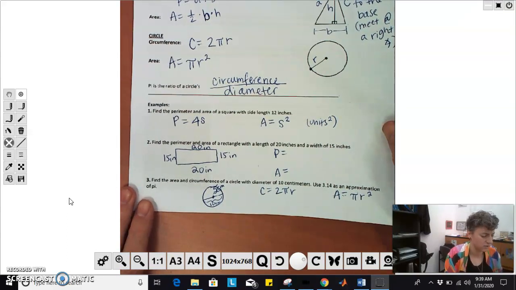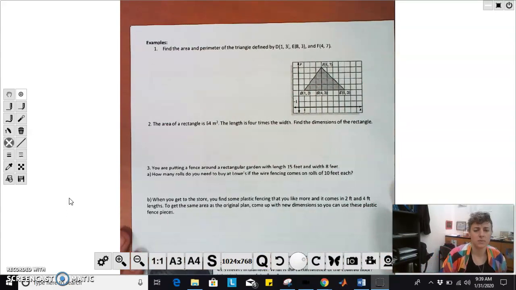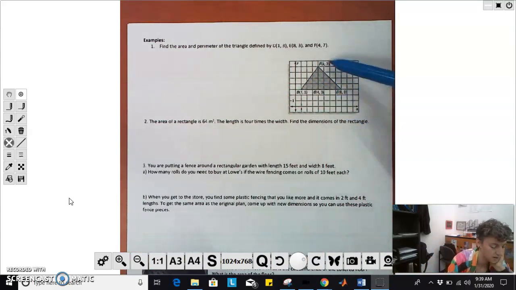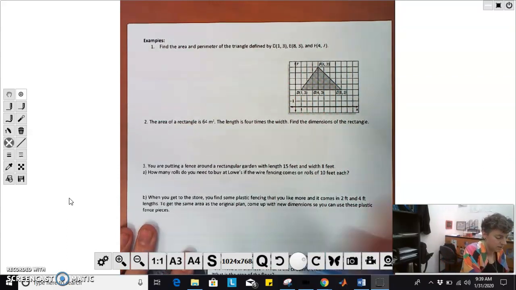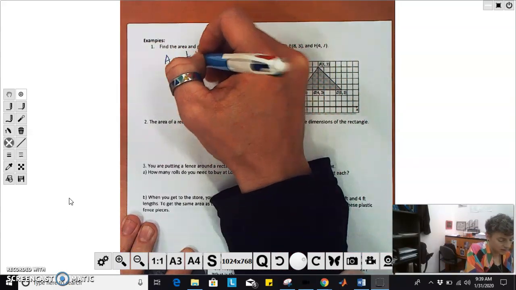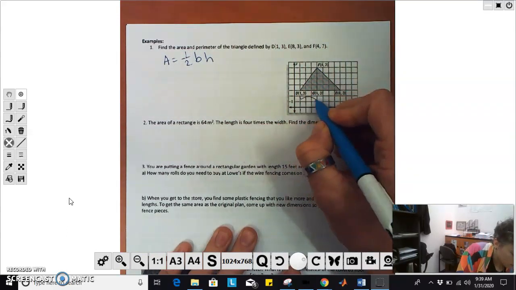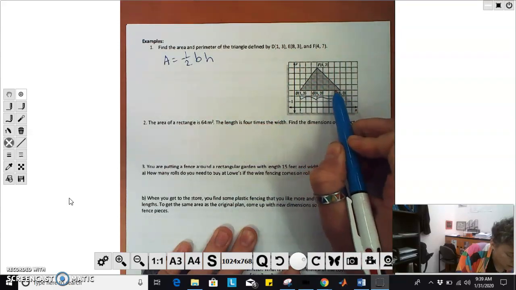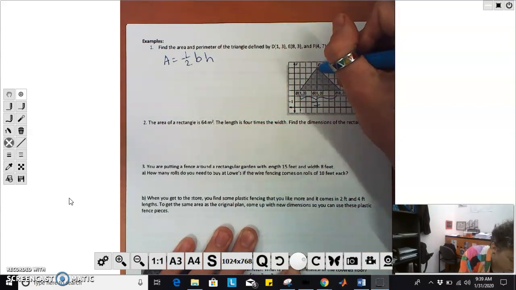Okay, looking good. Moving along. Got a couple more examples to go through here. Find the area and perimeter of this triangle defined by these points. What do we need for the area of a triangle? We need 1/2 times the base times the height. Well, the base is how long this bottom part is. Let's count. 1, 2, 3, 4, 5, 6, 7. That's 7 units. How tall is our triangle?